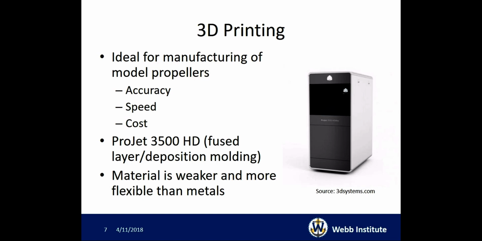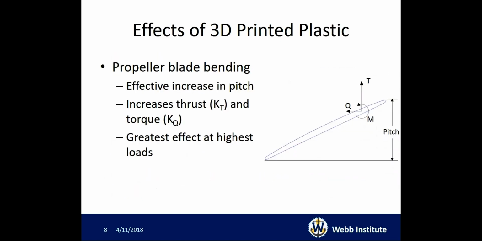And in this thesis, I used the ProJet 3500 HD 3D printer that we have at Webb Institute to print my propellers. The big issue that arises using 3D printed materials, specifically plastic in this case, is that it's weaker and more flexible than the metallic material that the typical model propellers are constructed from. This results in propeller blade bending.